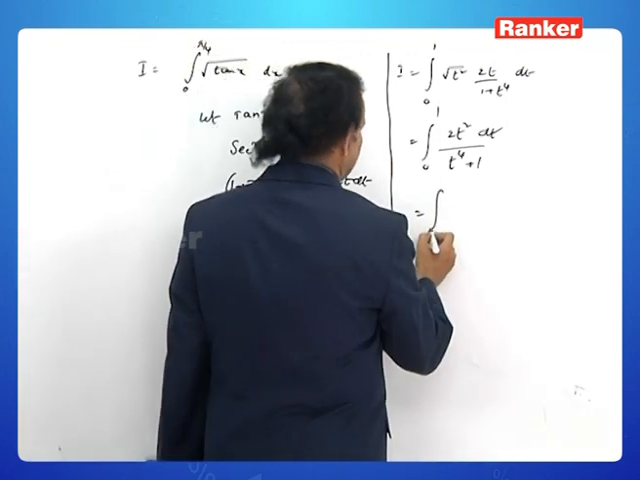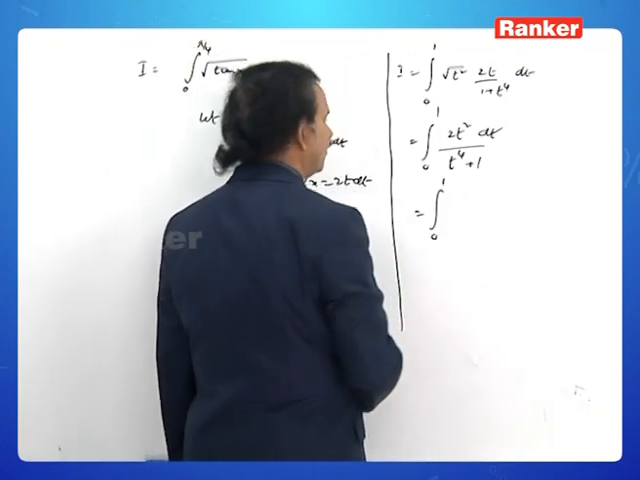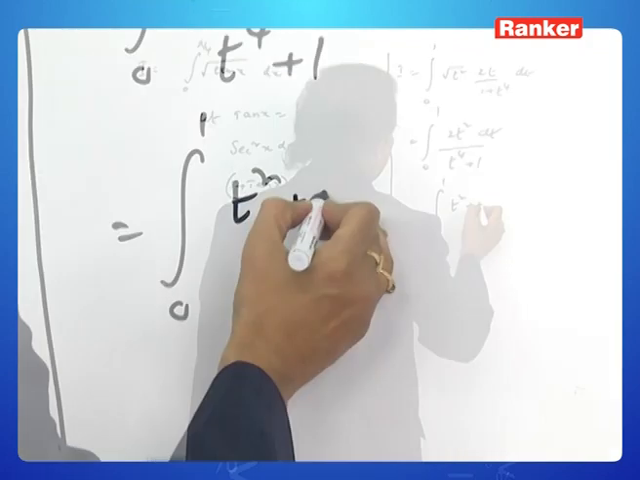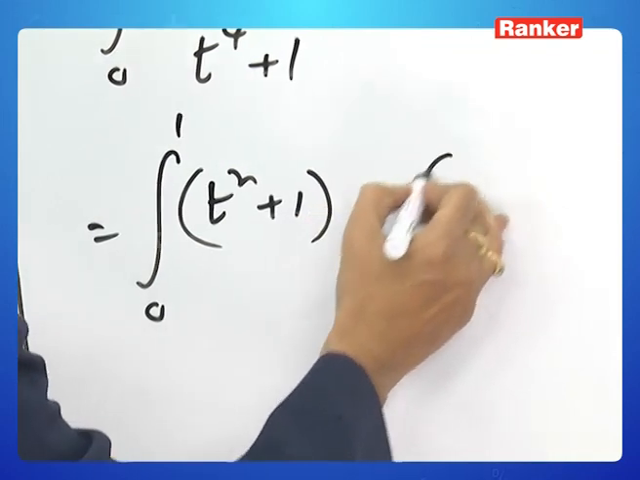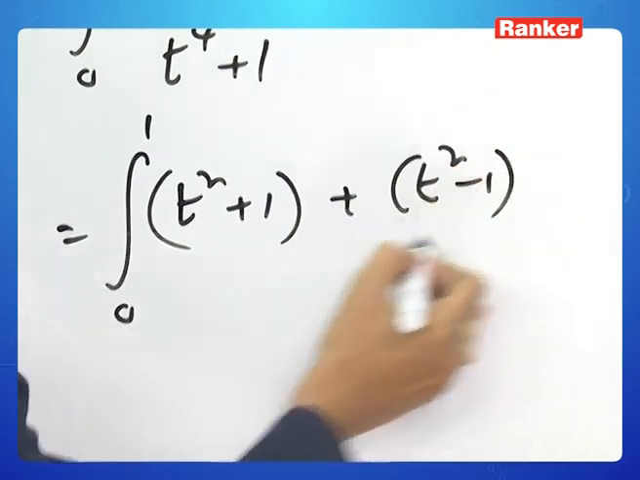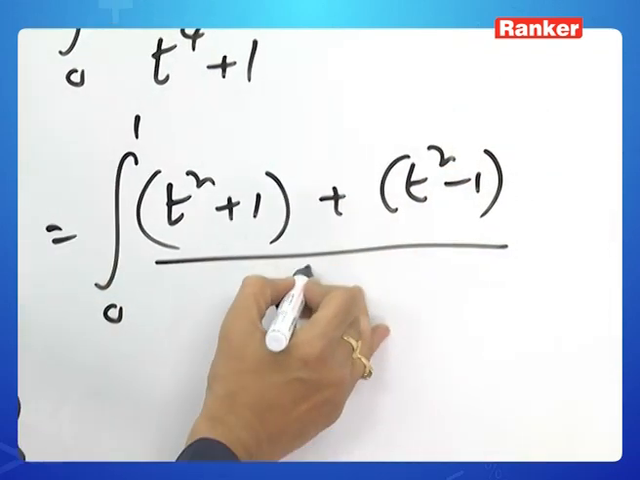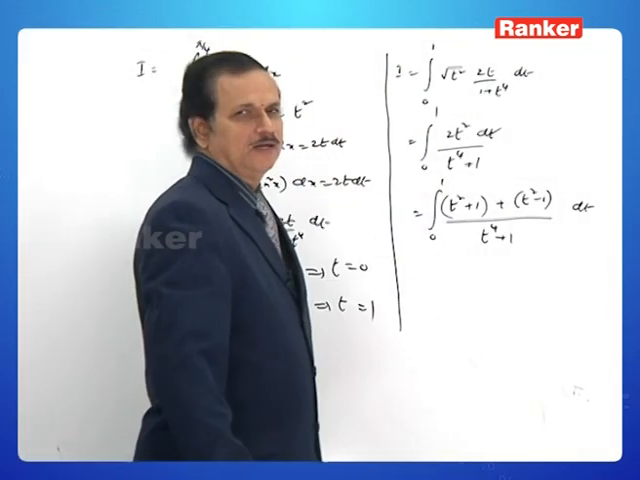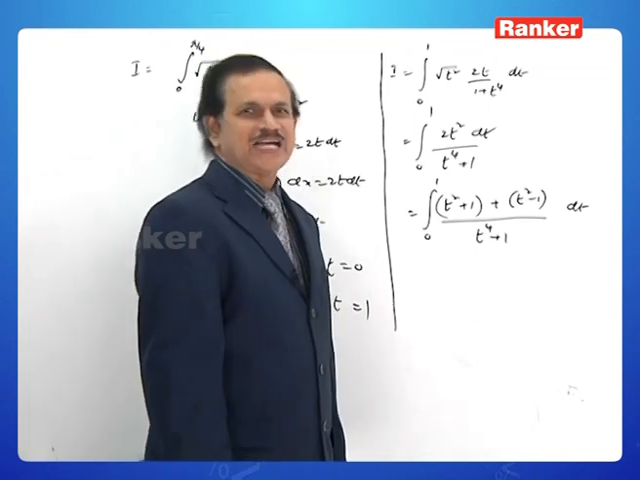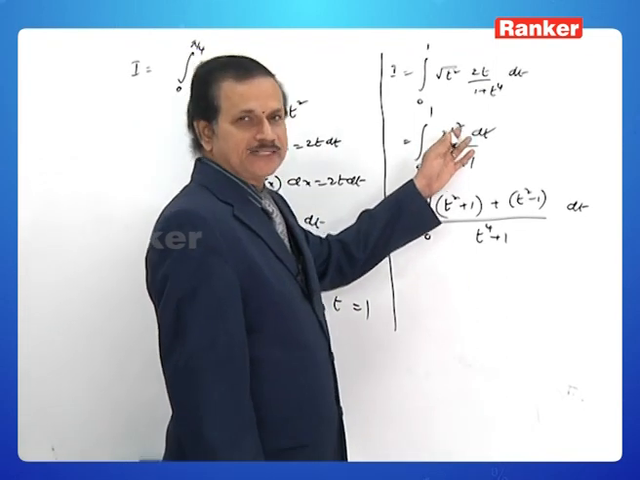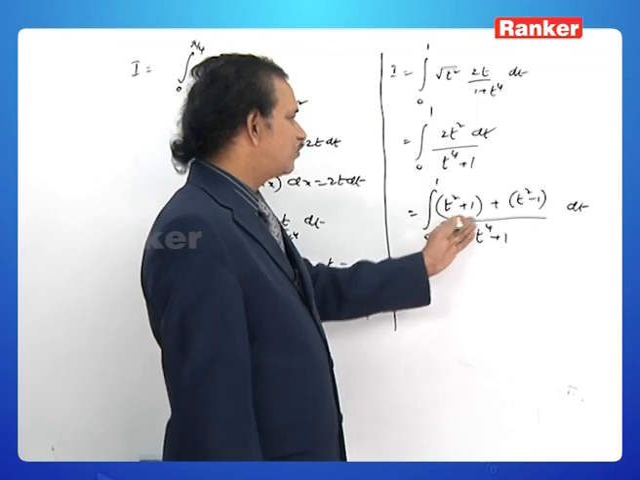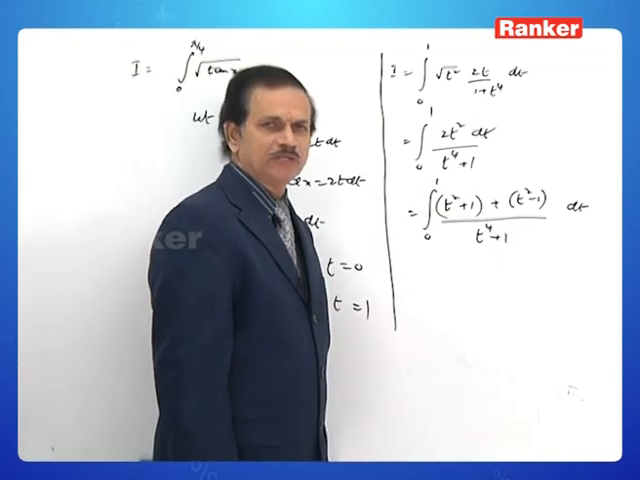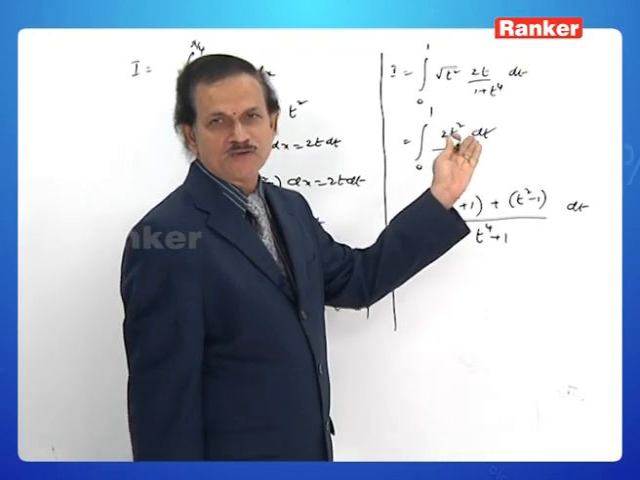Again, this is integral 0 to 1 t square plus 1 plus t square minus 1 by t power 4 plus 1. Any problem? The only thing that I have done here is I could have written 2t square as t square plus 1 plus t square minus 1. 1 and 1 will go away, leaving you 2t square, which is required in the numerator to be present there itself.